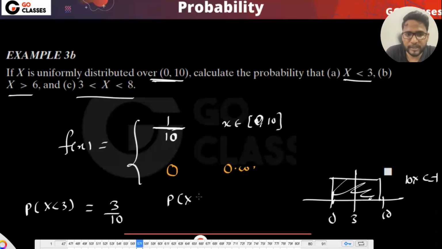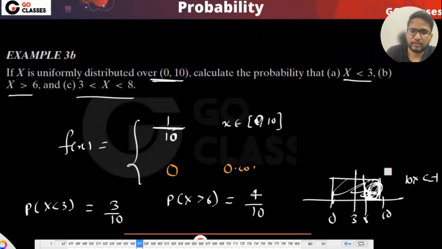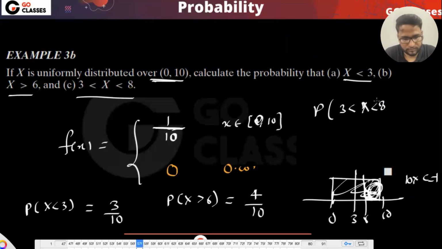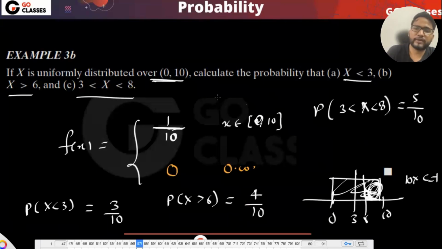And what is the probability that X is greater than 6? Can anyone tell me very quickly? What is the length? They're interested in this region. The length is 4, so 4 by 10. It is very, very easy. What is the probability that X is between 3 and 8? What is the length? The length is 5, so 5 by 10, right? Uniform is actually very easy.